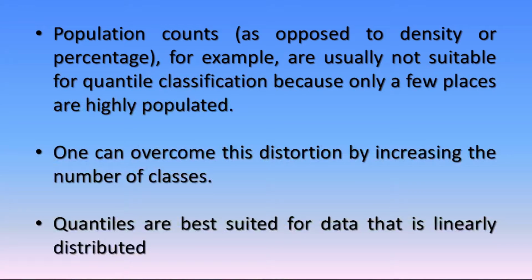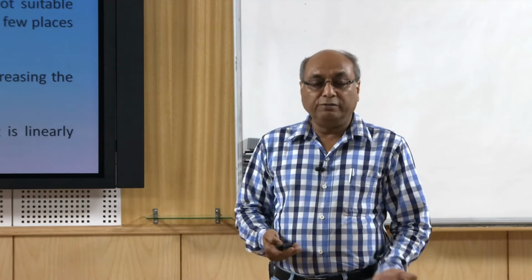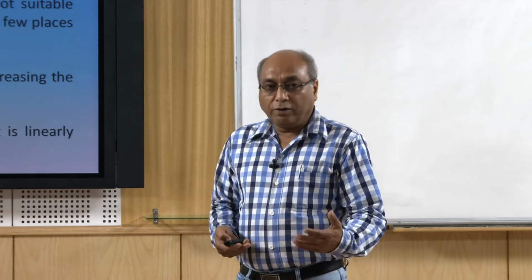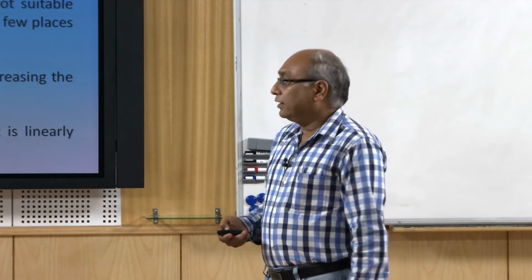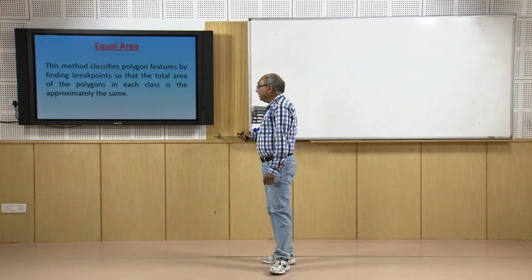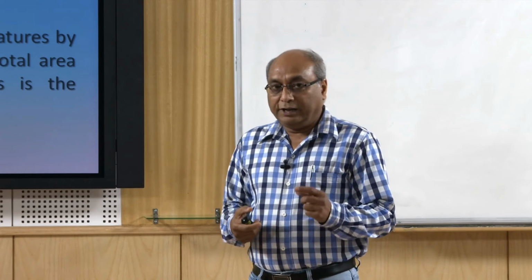Quantiles are also best suited for data that is linearly distributed. The data may not be linearly distributed; it may be in a Gaussian fashion or a normal distribution, and then accordingly a different classification technique has to be adopted. Now the fourth one is equal area, and this method classifies polygon features by finding breakpoints so that the total area of the polygons in each class is approximately the same. As the name implies, equal area.